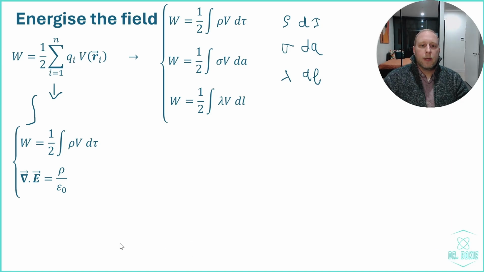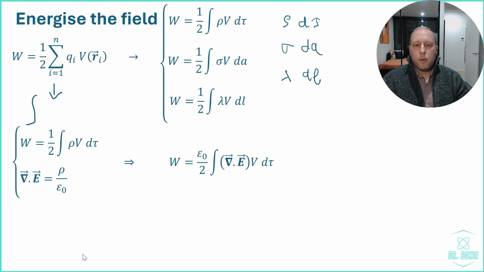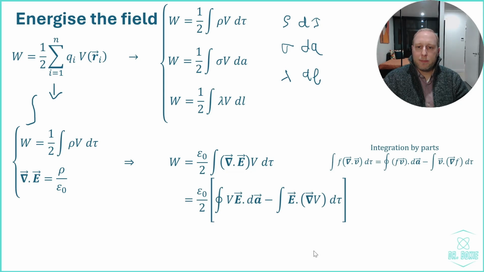Now we also know that rho is related to the electric field via Gauss's law, which means that the rho in the integral can be replaced by epsilon naught times the divergence of E, which is this expression here. And now, what can we do with this? Well, several lessons ago, we looked at the way to integrate expressions involving scalar and vector fields. And one of the things we saw there was an expression for integration by parts.